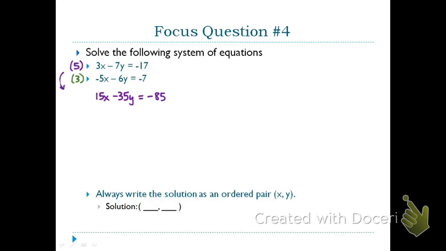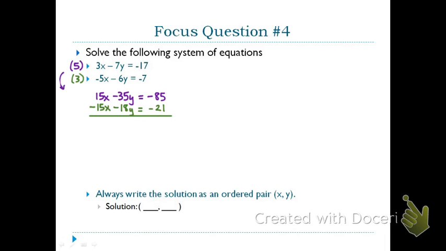Okay, now we take the bottom equation, multiply everything by 3. We get negative 15x minus 18y equals negative 21. Why am I doing all the work here? Oh yeah, because you guys are on the other side of the screen.